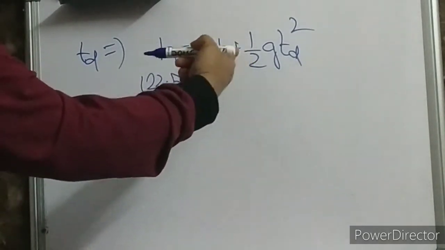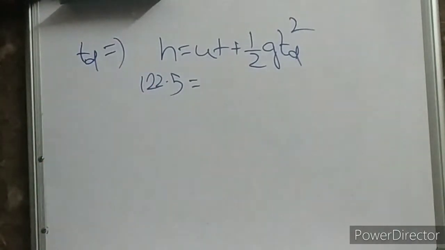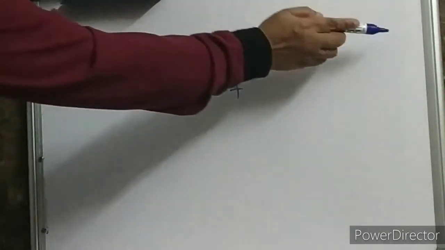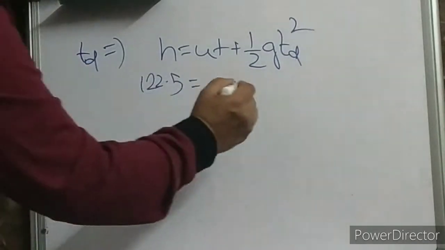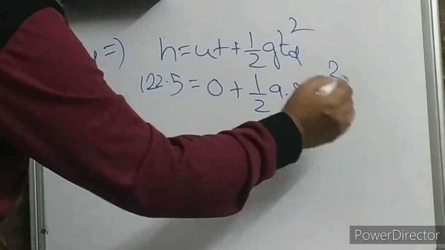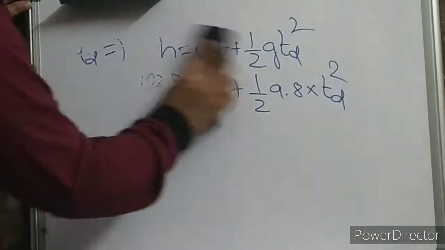Now tell me children, here I have written plus. Why plus? Because it is coming down. Returning means coming down, so your G will be plus. Already I have told you in my last lecture. So U is 0, because at the highest point the velocity is 0. So initial velocity will be 0, and half 9.8 TD square. Now from this you can calculate your TD and you are going to get the same value. Clear children? Okay, we'll move to our next numerical.